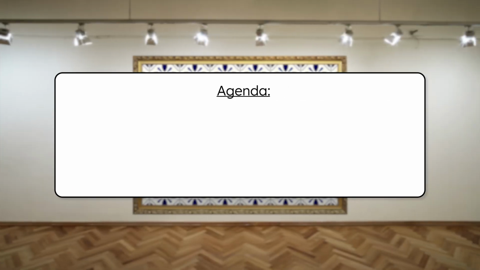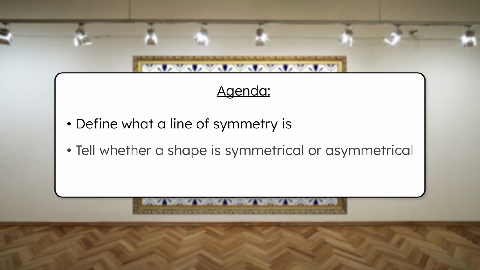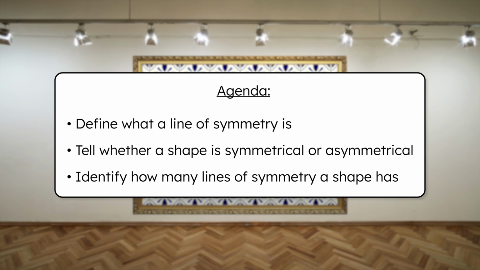By the end of today's lesson, you'll be able to define what a line of symmetry is, tell whether a shape is symmetrical or asymmetrical, and identify how many lines of symmetry a shape has. Have your guided notes ready, and let's explore the math behind the masterpiece.